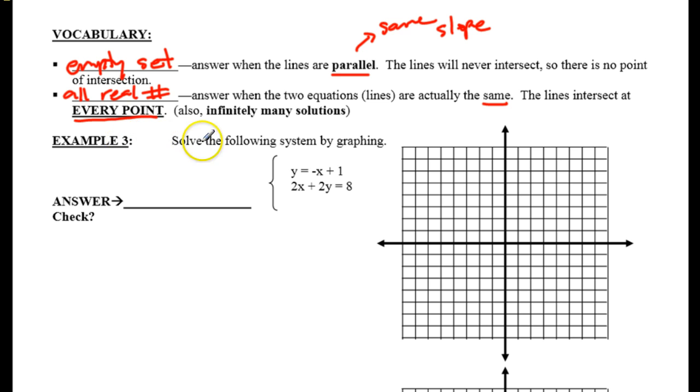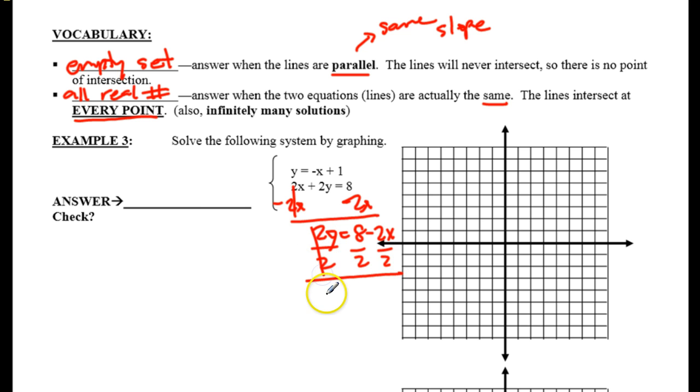Alright, so example 3, we're going to solve the following system. First equation is already in slope-intercept. Second equation we need to convert to slope-intercept. So we're going to solve for y by first doing minus 2x. So now we've got 2y equals 8 minus 2x. And then to get y by itself, we're going to divide everything by 2. Now we are down to y equals 8 divided by 2 is 4. Negative 2 divided by 2 is negative x.